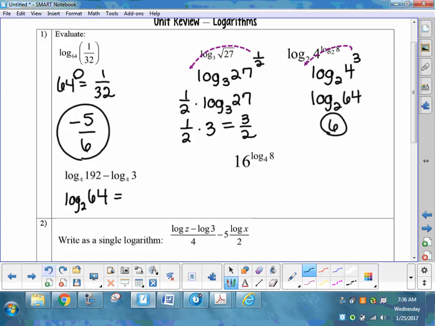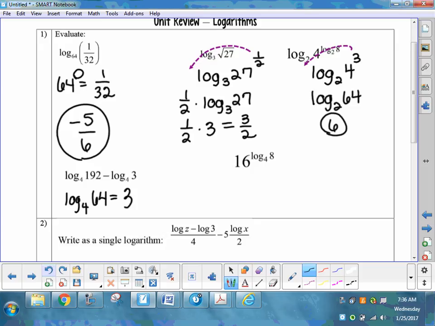Trevor, what's log base 2 of 64? Sorry, that's log base 4 of 64. Can you still do that one, Trevor? Perfect. 4 to the third gives me that.